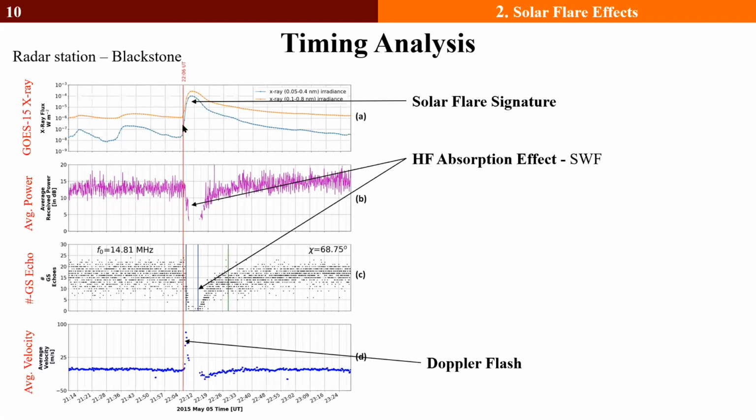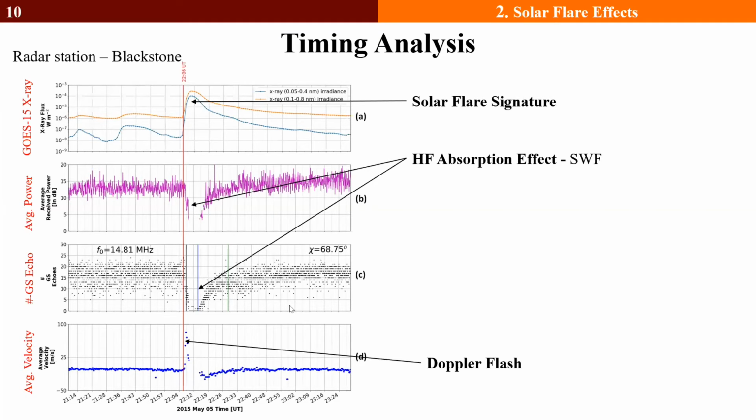On the top panel, you can see a sudden jump in the background radiation. That's the solar flare signature. And in the two middle panels, you can clearly see an absorption bite-out effect, which is the shortwave fadeout effect. And finally, in the bottom panel, you can see this Doppler flash effect, where the velocity shoots out just before the absorption starts.